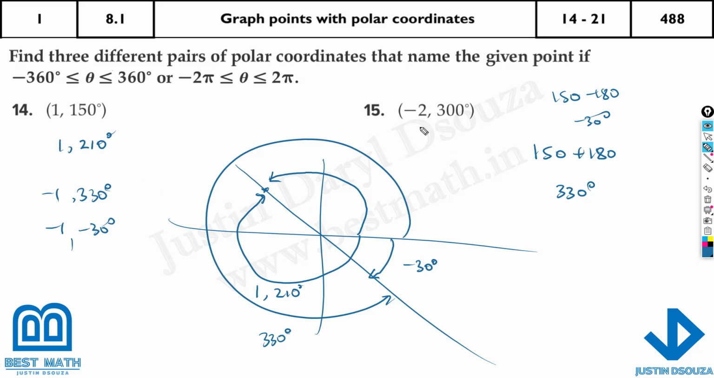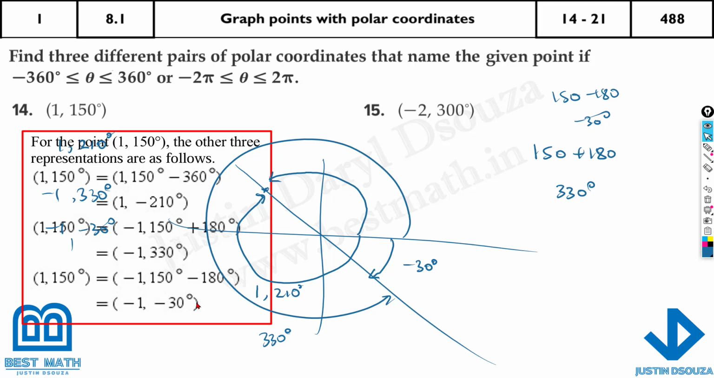Now even the second one. Now already minus 2 is given. So that means, let me just clear this off. The first one, I hope this is clear. You can see the answers. Here it's minus 1, minus 30, and all the same answers we have got.